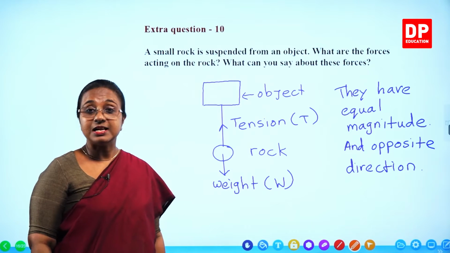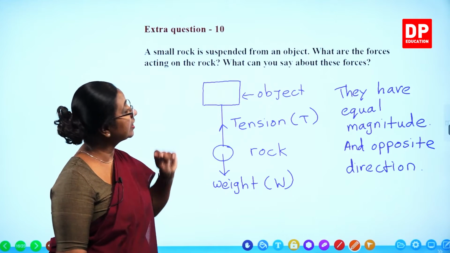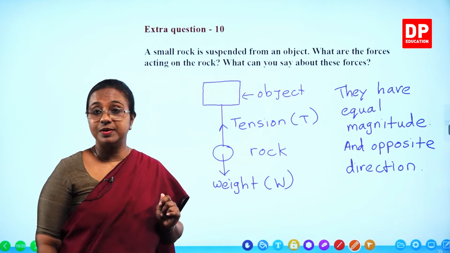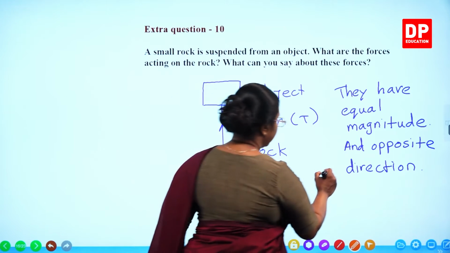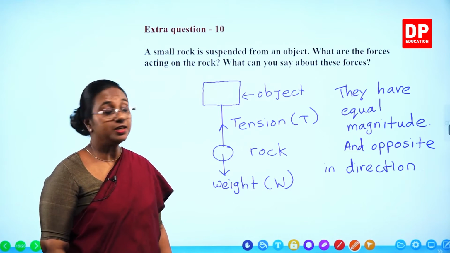That means the resultant of the two forces is 0. But here the question is, what can you say about these forces? They are equal in magnitude and opposite in direction. So that is what you can say about the two forces.